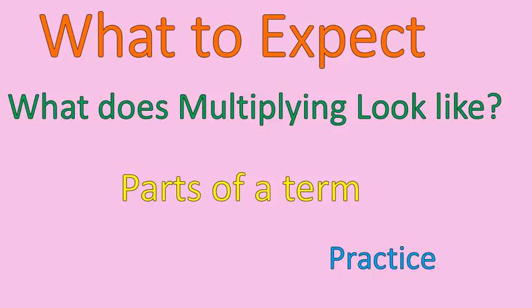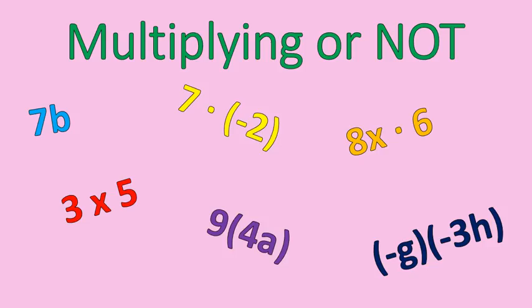So, let's start out today by playing the game multiplication or not. We need to look at these variable expressions on the board and decide whether they are multiplication or whether they are not multiplication. Let's start off with the blue term over in the far left corner, 7b. Does that mean multiplication? Ding, ding, ding. Yes, it does. That means 7 times b. Even though it's not written in there, it means 7 times b.